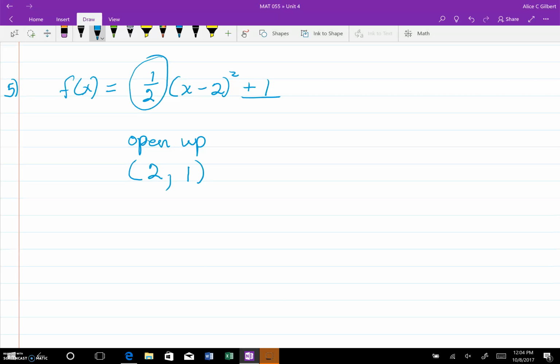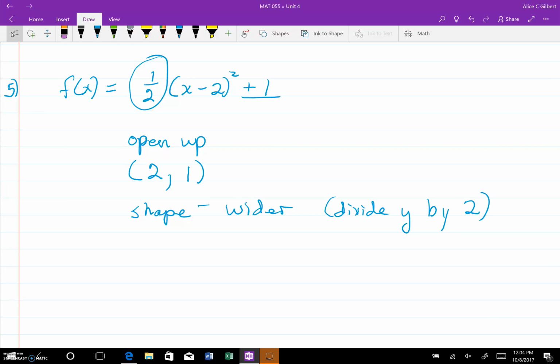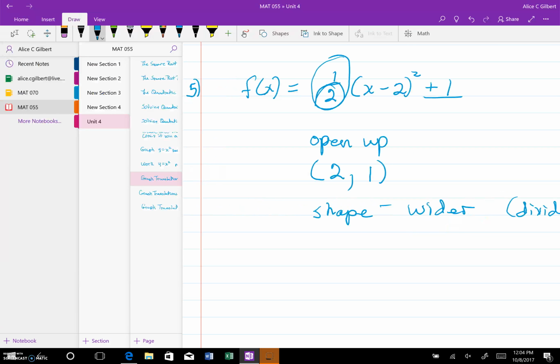And this one has a fraction in front of it. So the shape is going to be wider or compressed. And that means divide the y coordinate by 2, because that's what the denominator is. So we're going to divide every y coordinate by 2. So now we know the things we need to know. Let's go graph this thing.